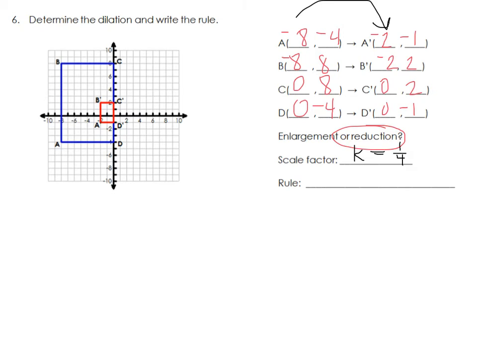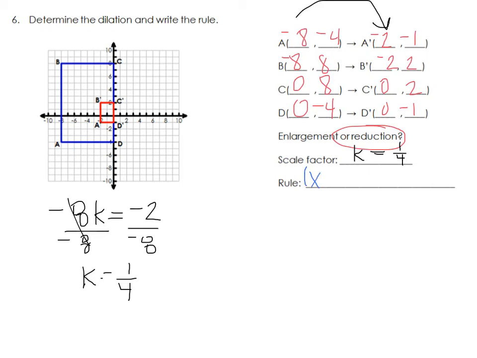If you're not good with fractions, you may want to pick an x-coordinate, so I'm going to use the x-coordinate of A, which is -8. I know I multiplied by some scale factor, and when I did, that gave me the x-coordinate of A prime, which is -2. If I divide both sides by -8, reduce that fraction, I will get my scale factor as 1/4. So when writing the rule in coordinate notation, as always, xy maps, we took 1/4 and multiplied it by our x-coordinates. We took 1/4 and multiplied it by all of our y-coordinates. The shorthand notation, d sub 1/4.